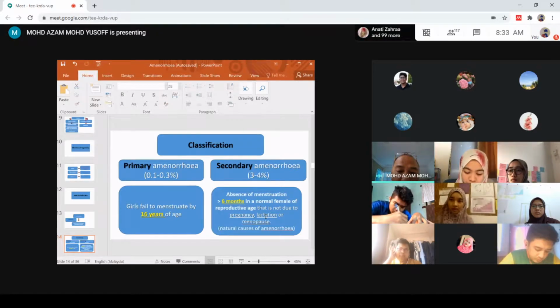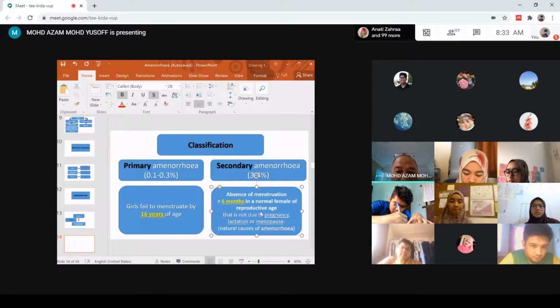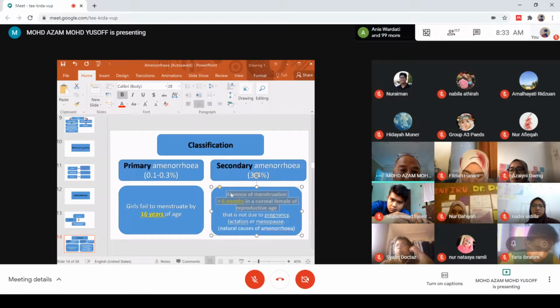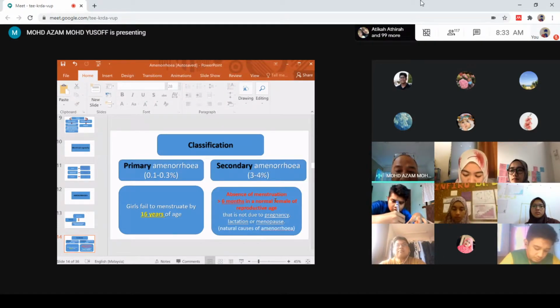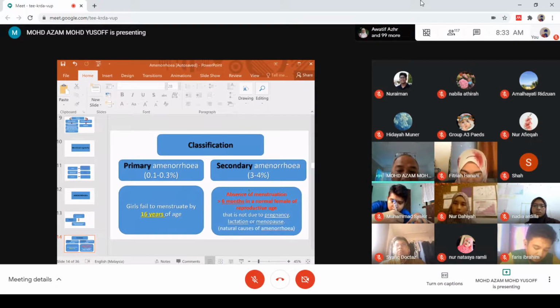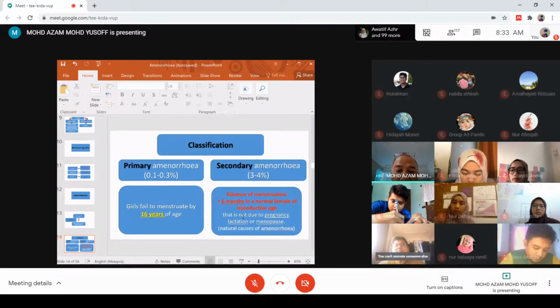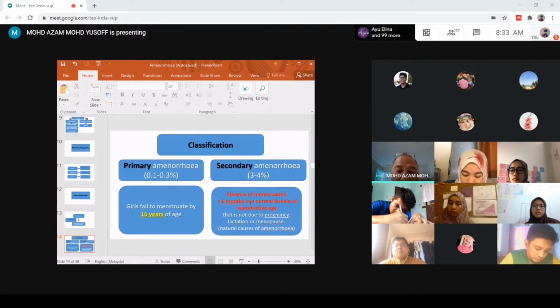Some people just stop short here. Amenorrhea is the absence of menstruation in normal reproductive age. That's it. Or a patient who had menses previously, and then no menses for 6 months. So they stop short here.